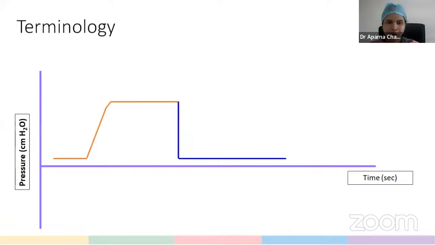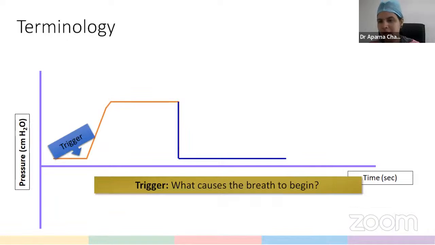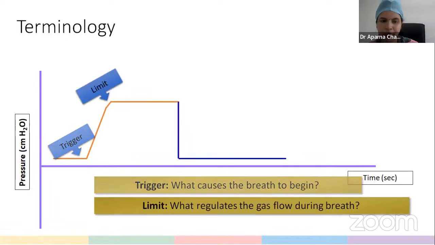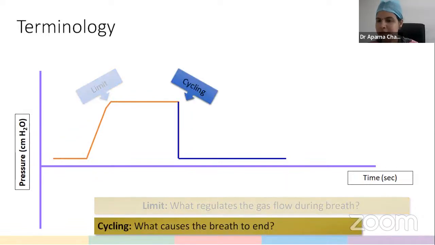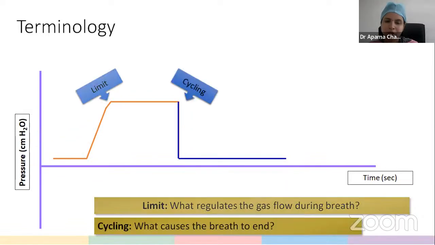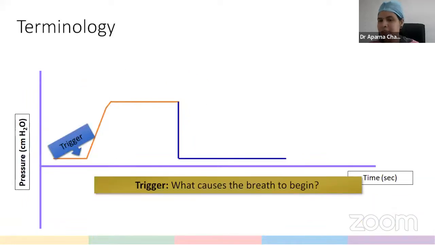So I will go on to the modes of ventilation now, and quickly we will run through the three important terminology in order to discuss this. All different modes of ventilation basically are determined by these three different variables: the triggering variable, the limiting variable, and the cycling variable. So what do we mean by the triggering variable? The triggering variable is the variable that causes the breath to begin.